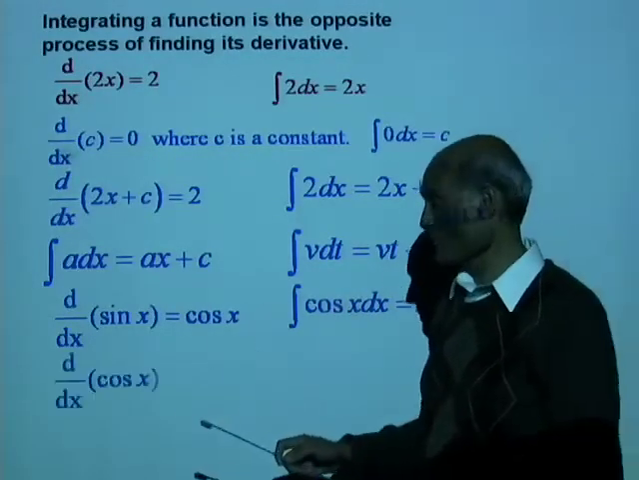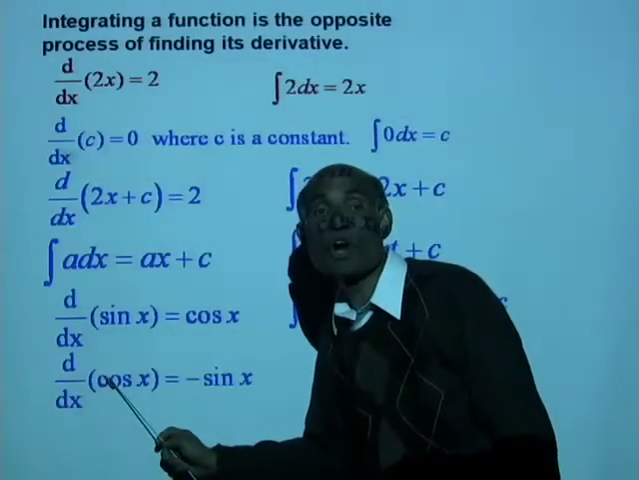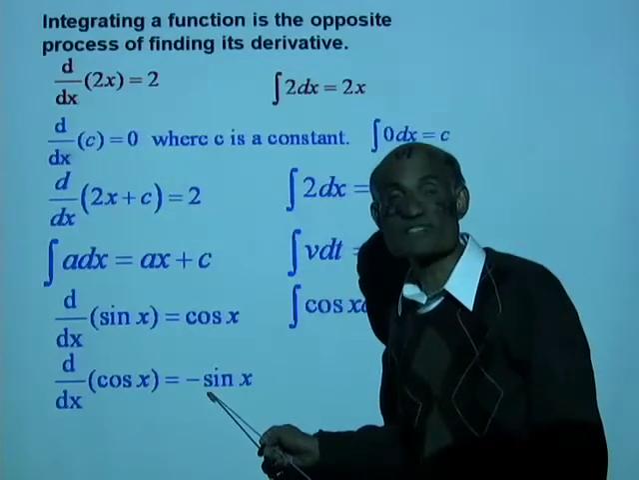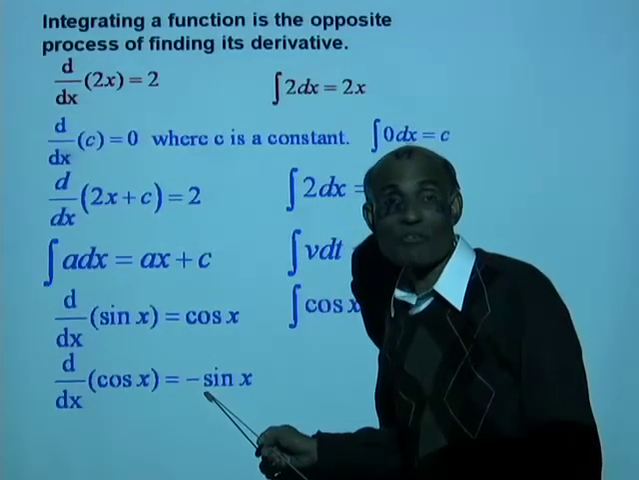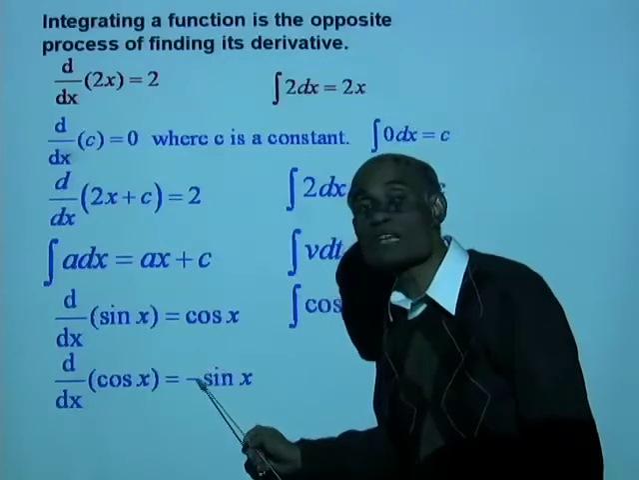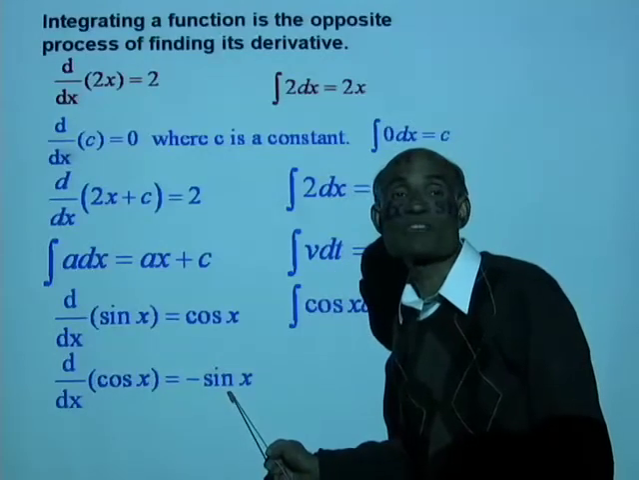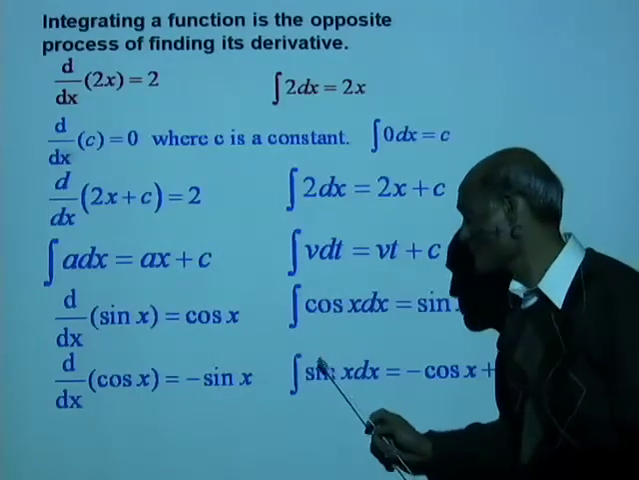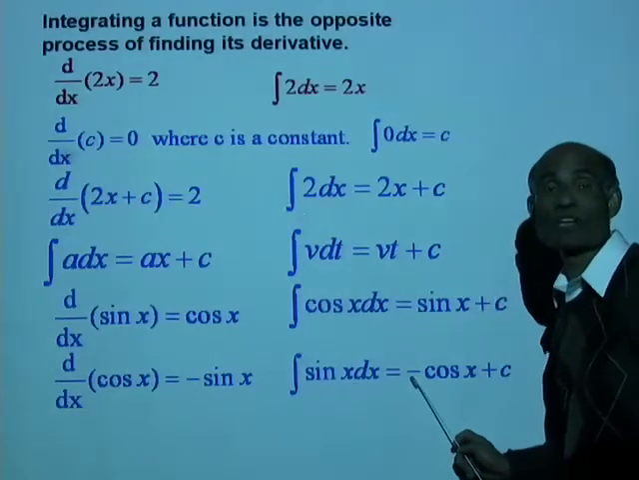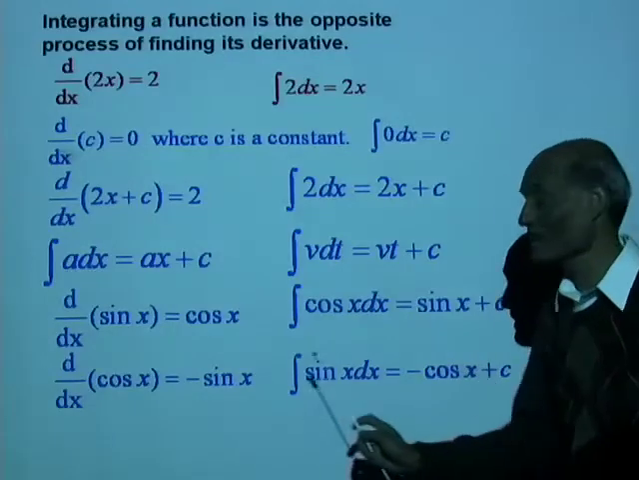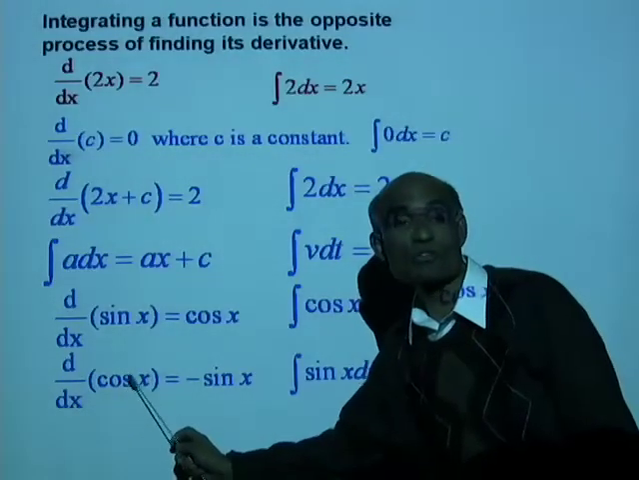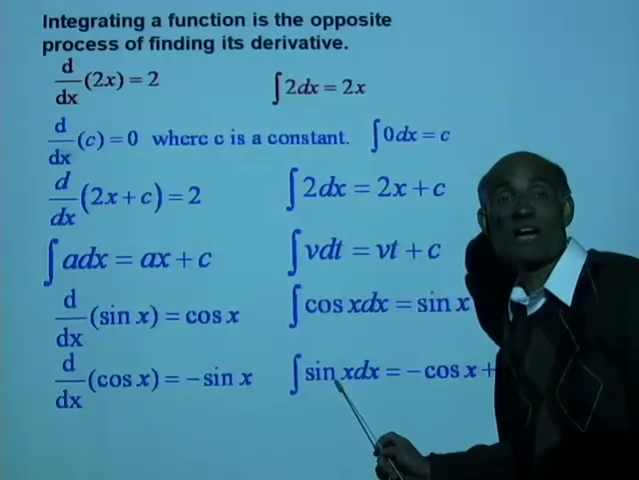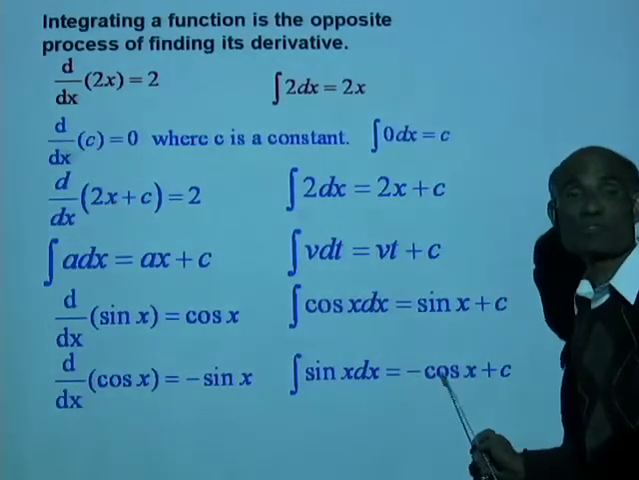Alright, let's do a couple more. The derivative of cos x with respect to x is negative sine x. Is that right? And therefore tell me, if you integrate sine x with respect to x, what will be the result? Well, the integral of sine x dx is negative cos x plus c. Because the derivative of cos x is negative sine x, the integral of sine x will be negative cos x plus c.